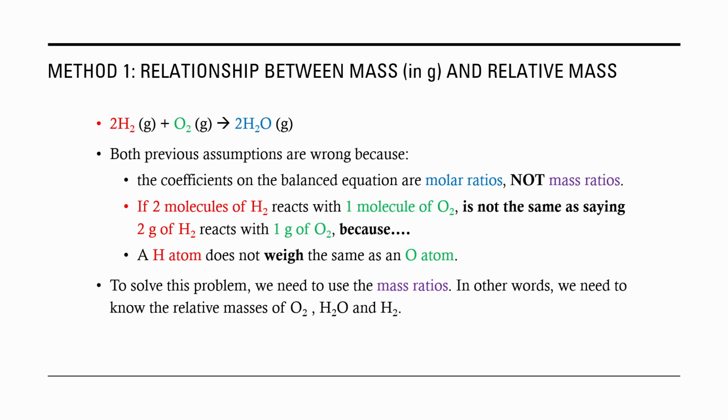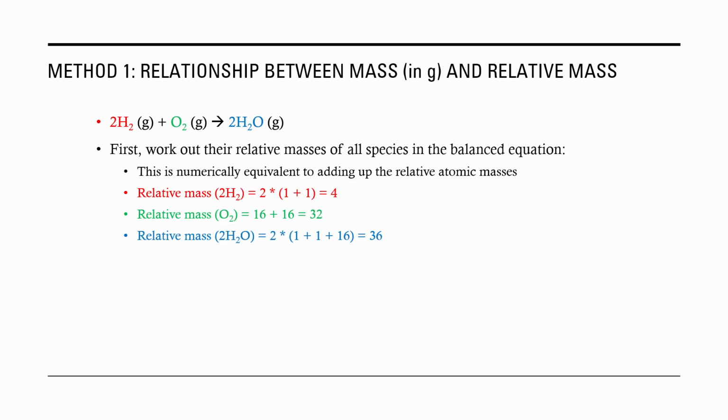So how do we find the mass ratios? We will need to know how heavy oxygen, water, and hydrogen are relative to each other. So if you have your periodic table with you, you should be able to see that one of the values available for all elements is the relative atomic mass.